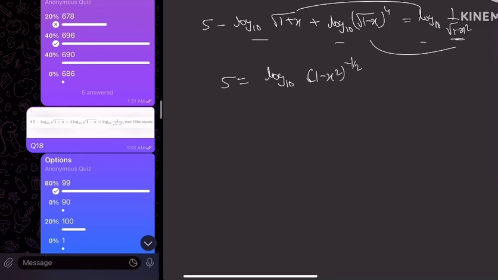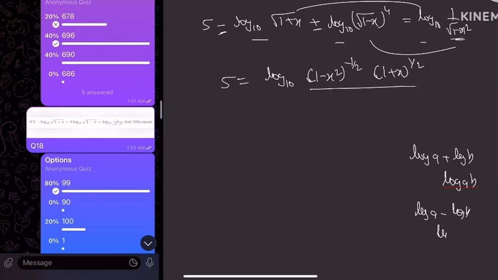And here this will be minus plus, and we know that log a plus log b is log ab, and log a minus log b is log a by b. So I'll use this. This becomes plus, so this will basically get multiplied. So this will be 1 plus x to the power 1 by 2, right? And this becomes minus, so this will go in the denominator. So this can be written as root over 1 minus x to the power 4.